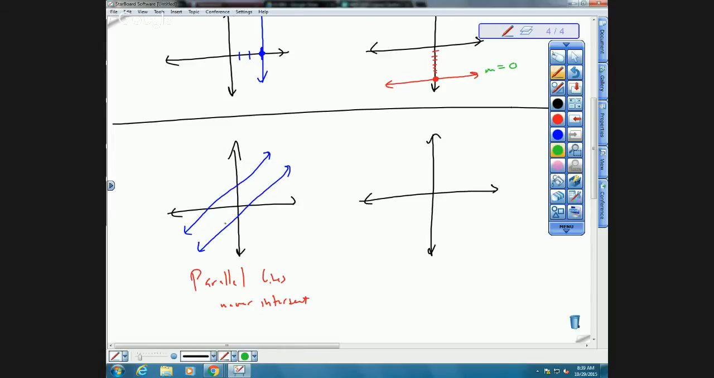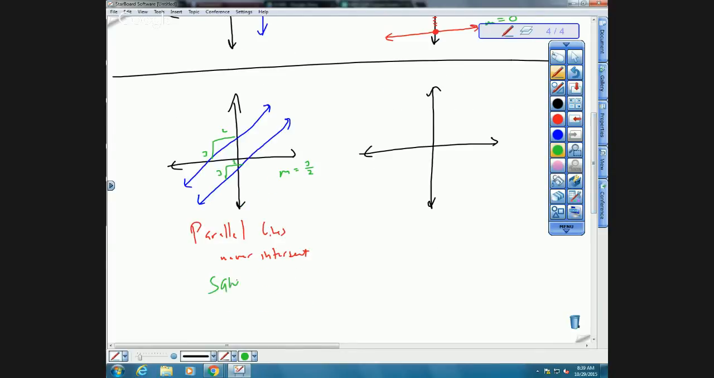So like this one, if this one goes up 3 to the right 2, I'm just making up a number here. So up 3 and to the right 2. This one will also go up 3 to the right 2 so that they never touch. They've got to stay on that same rate of change so that they never touch. So parallel lines have the same slope. Anytime you see parallel, automatically think that they have the same slope.